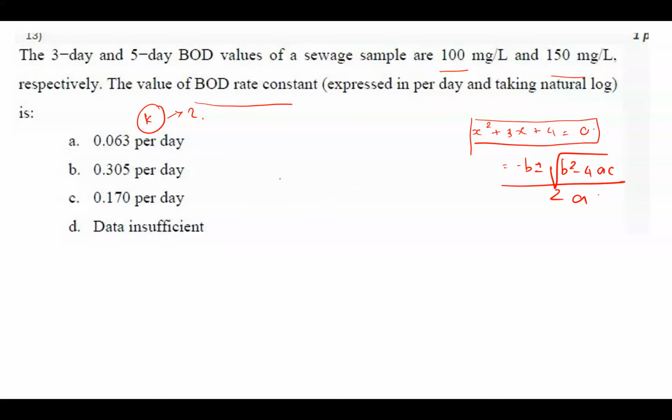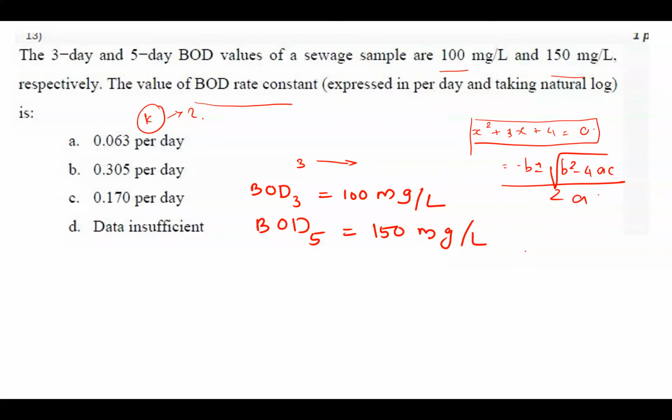Here the 3 day and 5 day BOD values are given. For 3 day, BOD 3 day is 100 milligram per liter, and BOD 5 day is 150 milligram per liter. This is 3 day and this is 5 day, and what we have to find is the k value.